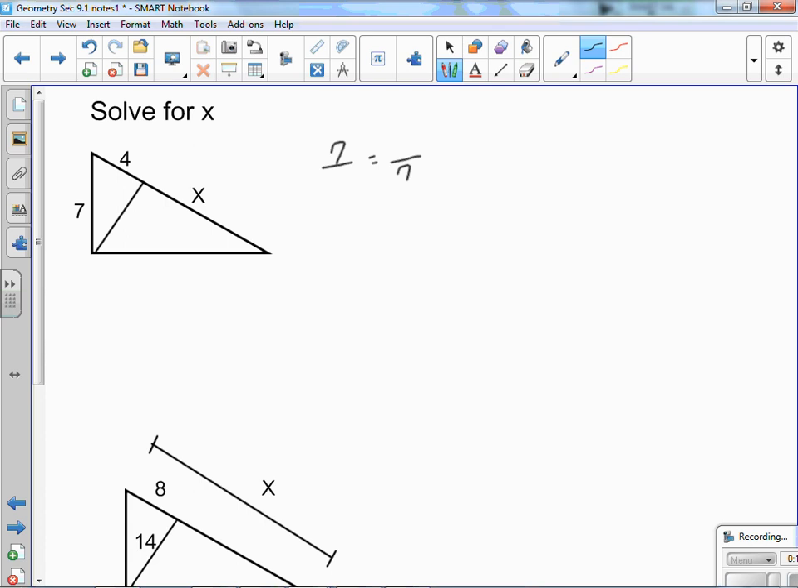All right, and then it's the geometric mean with the whole hypotenuse, which the whole hypotenuse here is 4 plus x, right? Those 2 parts added together. So 4 plus x goes in one of those spots, and then the part that's attached to the leg, which is 4, goes in the other one.